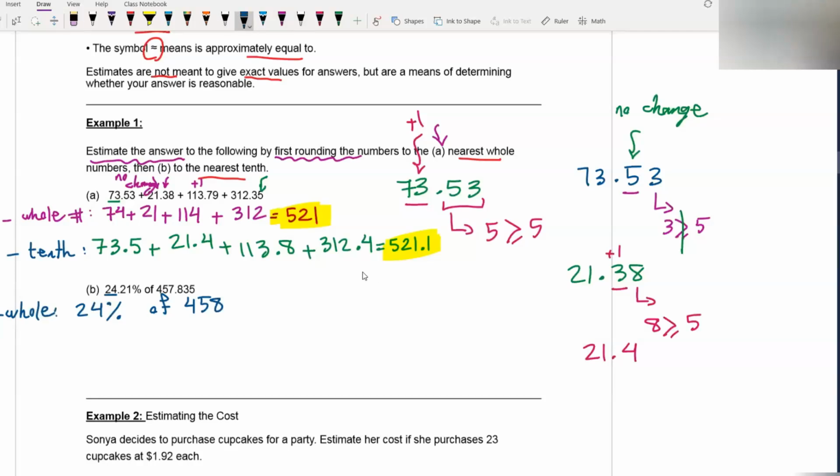Now I will find the answer. So it's 24%. Instead of writing this percent symbol, I'm going to write this: 24% of means multiplication. So it's multiplied by 458. Use the calculator. 24% times 458, we have 109.92.